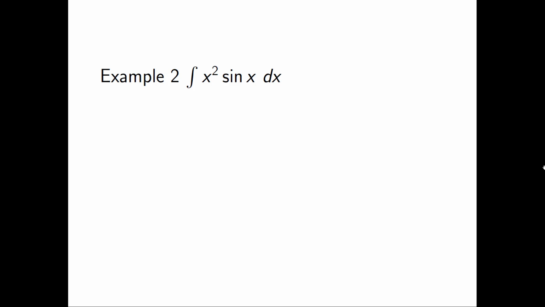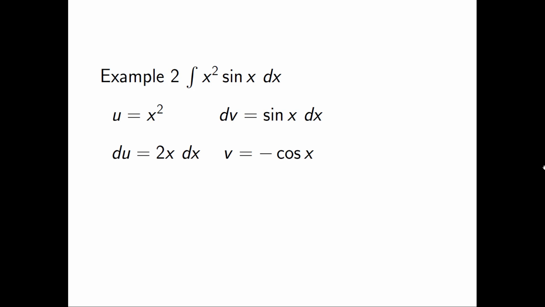Okay, so we have another example here. We have x squared sine x. Again, we need to pick the u and the dv very carefully. And again, because we've just got this power of x here, I think we'll pick that to be our u. And I hope that it'll get a bit simpler. And then we'll pick our sine x dx to be our dv. Our du is just 2x dx, and our v is going to be negative cosine. Be careful with the negatives.